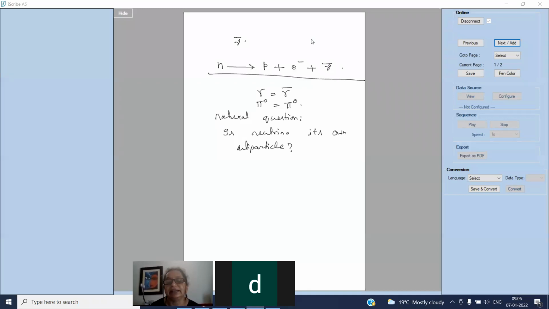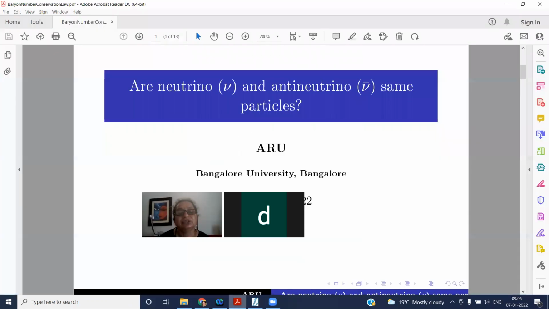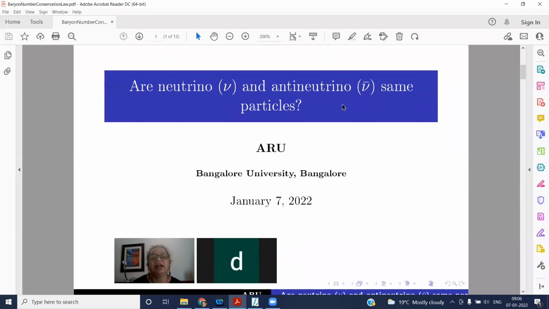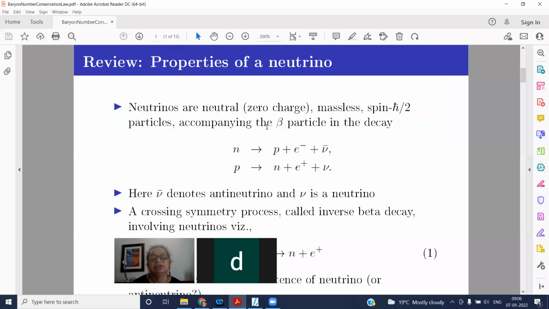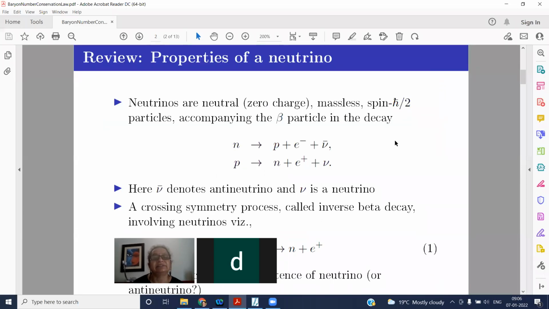So I will tell you about whether the neutrino is its own antiparticle or it is a different particle. We have to verify that. That is our next part in the series. I have this neutrino and antineutrino. Are they the same particles? We know the properties of the neutrino. Neutrinos are neutral, zero charge, massless, spin-half particles accompanying the beta particle in the decay. This is the story. Whenever you talk about neutrinos, this comes. And nu bar denotes an antineutrino here.